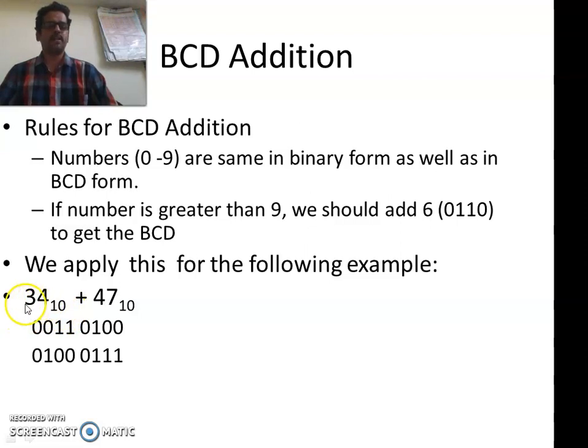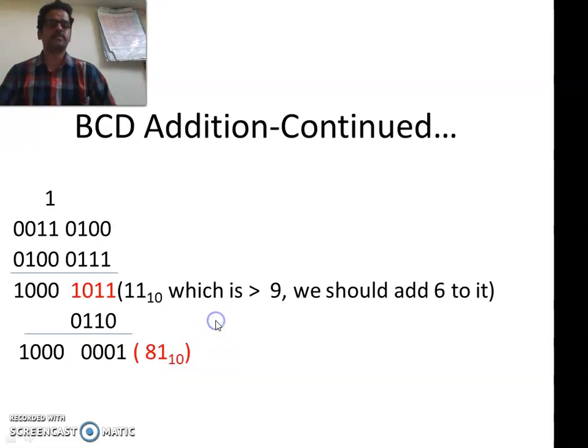Now we are trying to add the decimal numbers 34 and 47. We know that it is going to add up to 81. Now we are going to repeat the same in BCD form. So 34 is represented as 0011 0100 and 47 is represented as 0100 0111. Now we will see how these two numbers are getting added.